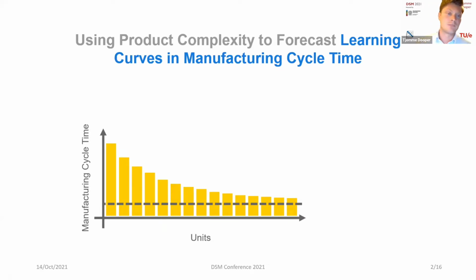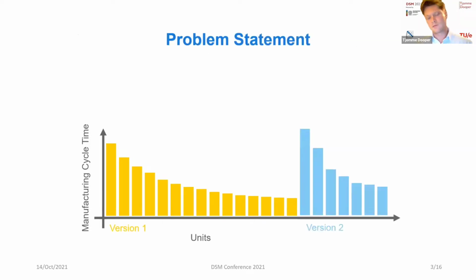These curves have a starting point for the first unit and usually a limit or asymptote, because there's a limit to manufacturing cycle time. And what companies usually see when they introduce a new product version is that cycle time goes back up again and a new learning curve starts for this new product version. Because the factory has to get adjusted to this new product, there need to be new processes, maybe new tools, employees need to get adjusted to a new way of working. So that's why cycle time goes up when introducing a new product version.